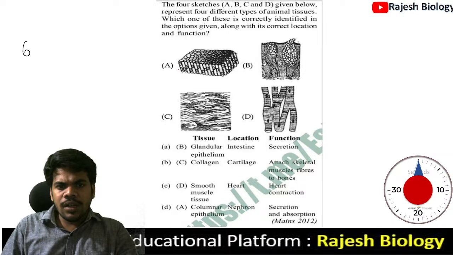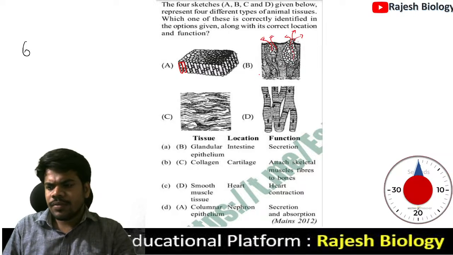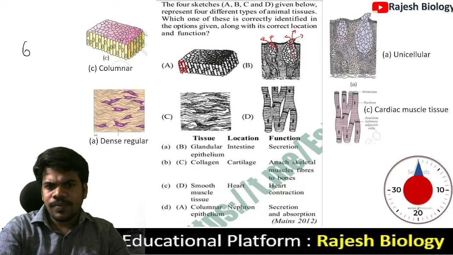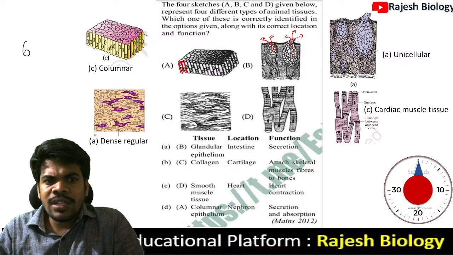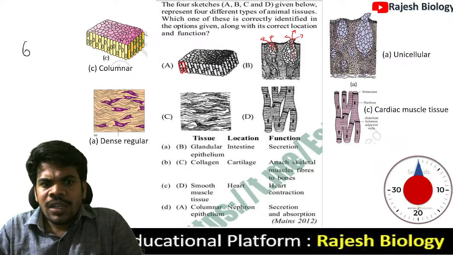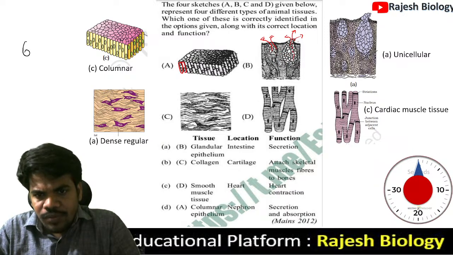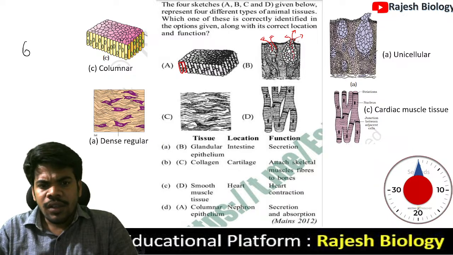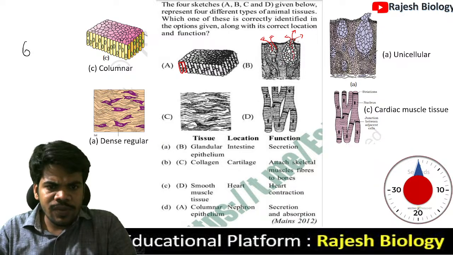Here the cells look like this, columnar, and here these are the cells which are going to secrete the substances. Glands, unicellular glands, right? Here the diagrams are from the NCERT textbook. So A is columnar, B is unicellular, C is dense regular, and D is what? Cardiac. So tissue, location, and the function they give, we have to match that.